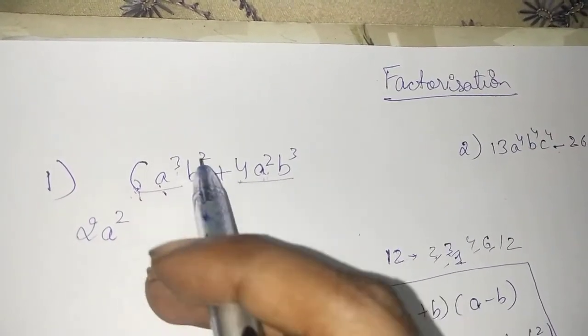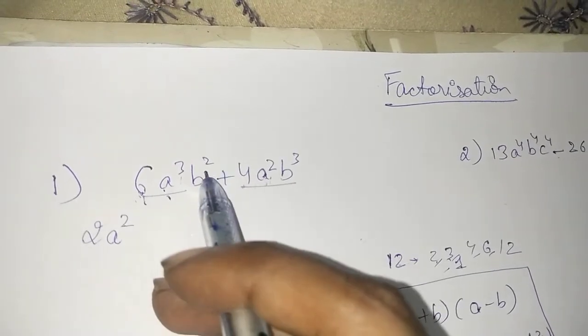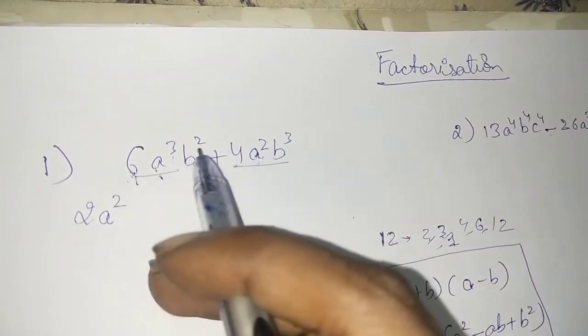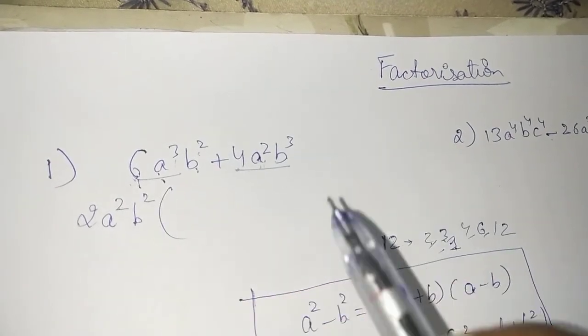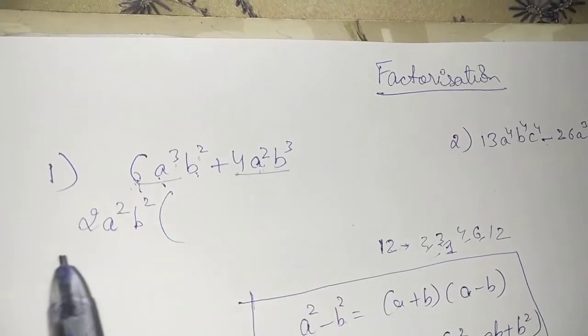So which one to take? If they have the same power, the same will be taken. But if they have different powers, look into the power having the smaller value. So that means b squared will be taken out. Now open our bracket. Let's see what will be left.